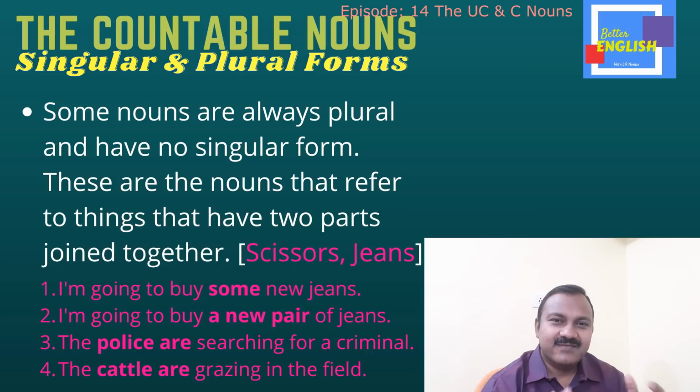Very interestingly, there are some countable nouns that have only plural forms. They do not have the singular form. These are the nouns that refer to such things that have two separate parts joined together. For example, trousers, scissors, or jeans. Look at some of the examples given here on screen. I'm going to buy some new jeans. I'm going to buy a new pair of jeans.